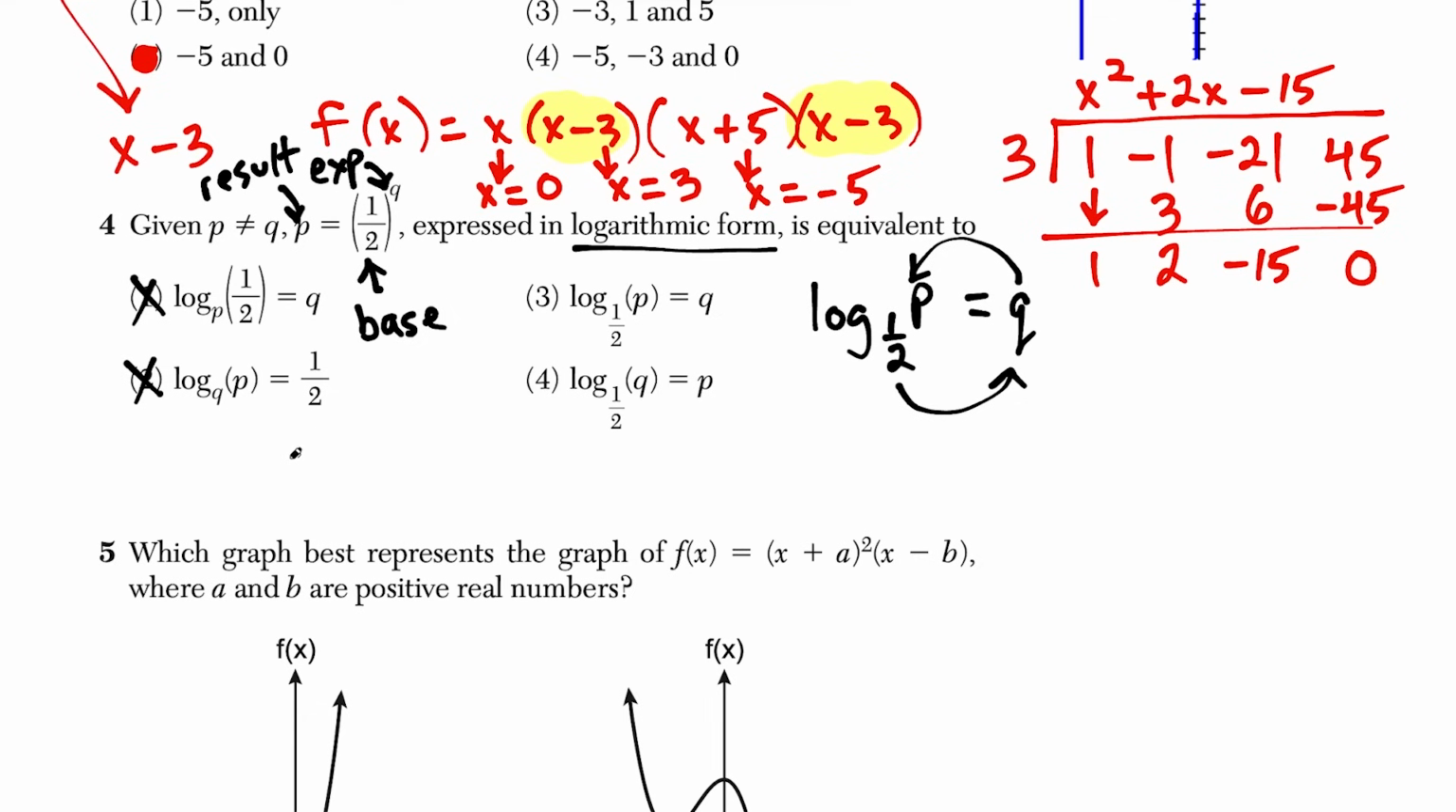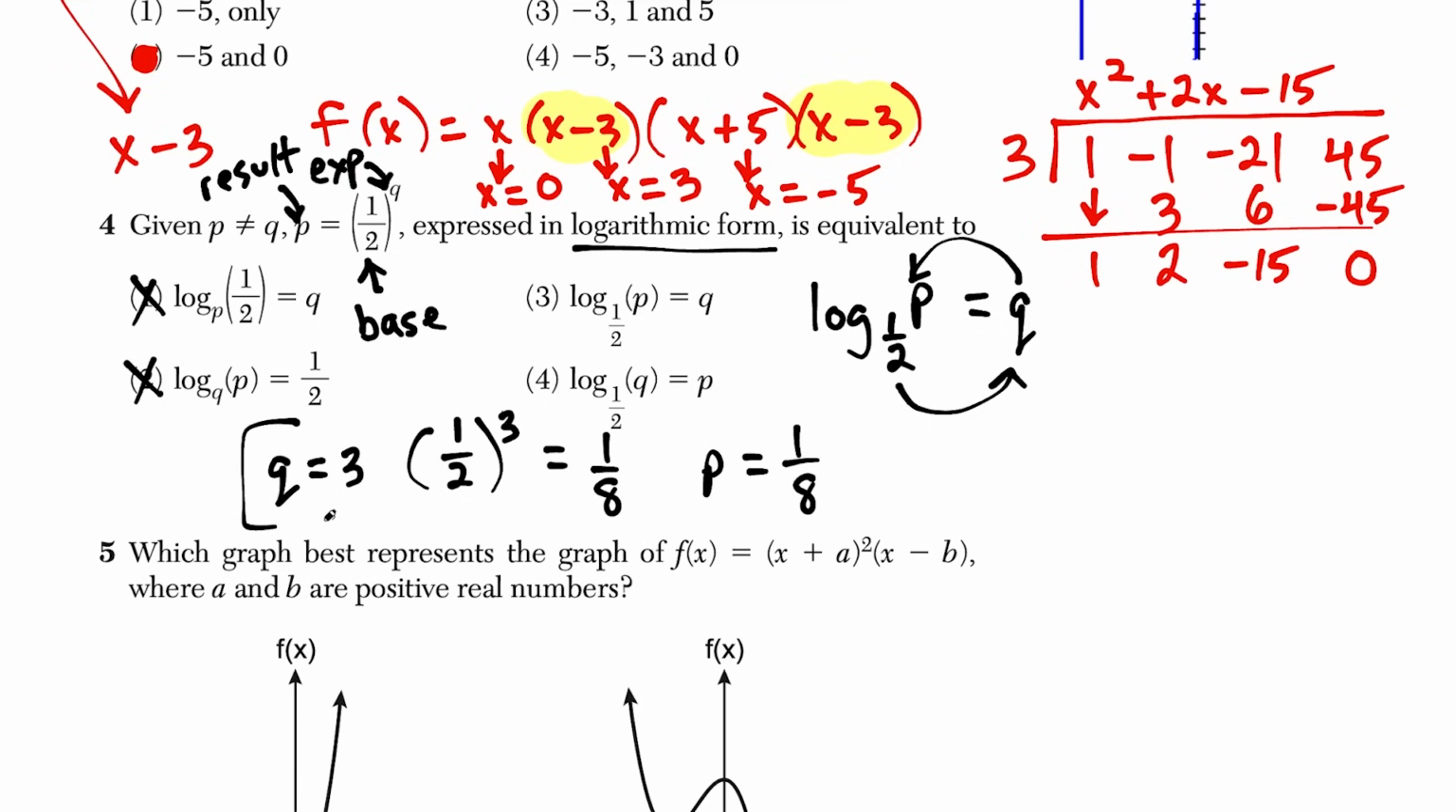So let's say I picked out something like q is equal to 3. If I plug in 1/2 to the third power, that's 1/2 times 1/2 times 1/2, which is equal to 1/8. So if 1/2 to the third is equal to 1/8, that would give us p is equal to 1/8. And then I could just plug these values into the calculator and see if it matches up with our answer choice here.